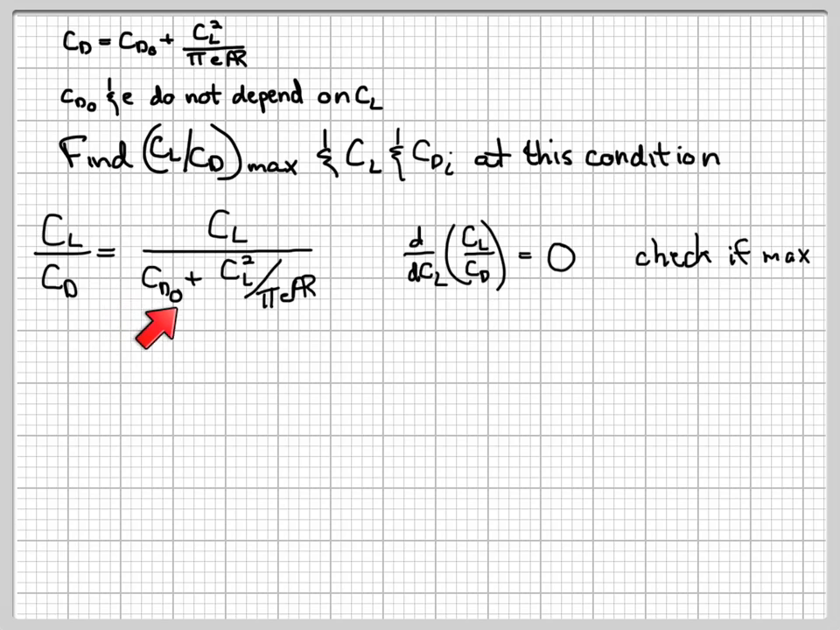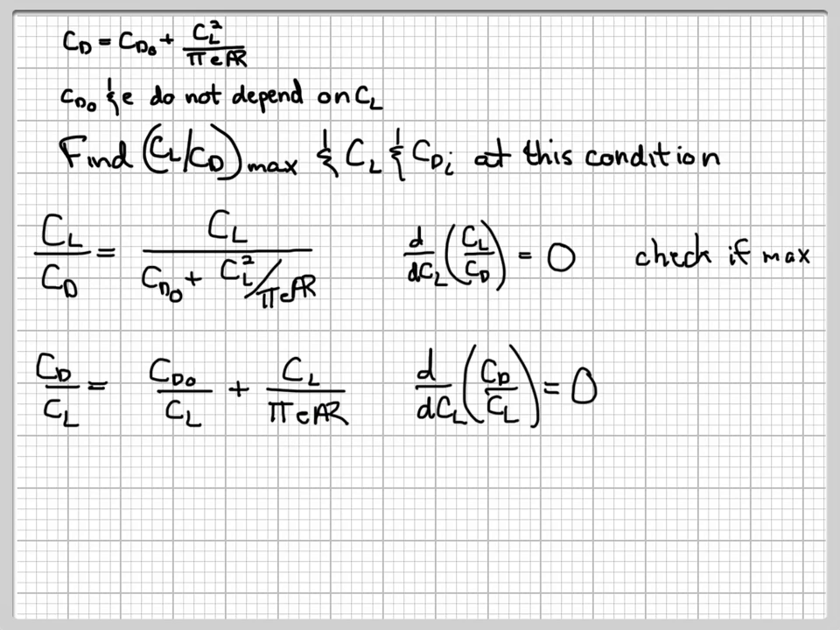Now, if we look at this function here, the derivative is not bad, but it's a little complicated. So what we could do instead is to take CD over CL and minimize it, as opposed to CL over CD and maximize it. So another option is to find CD over CL, which we just flip around from this result, and that becomes this expression, CD0 over CL plus CL over pi e aspect ratio. And then we would differentiate that with respect to CL, setting it to 0.